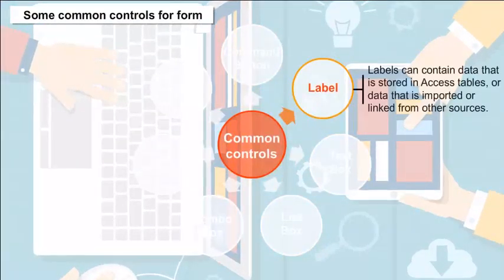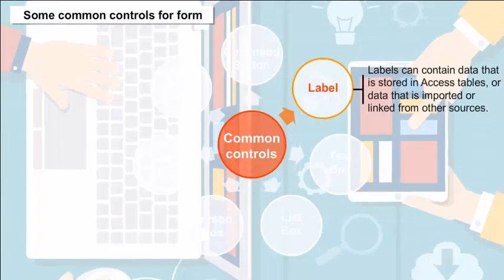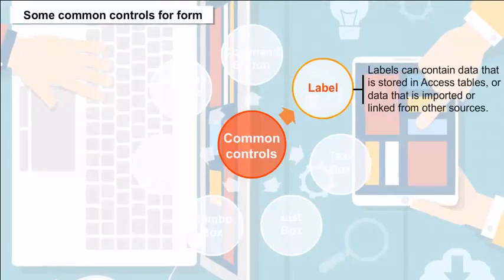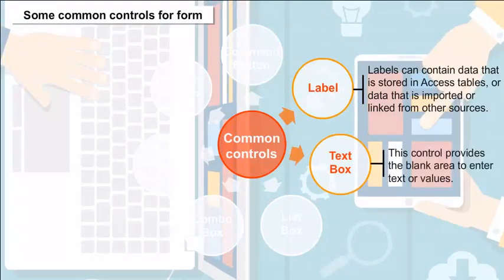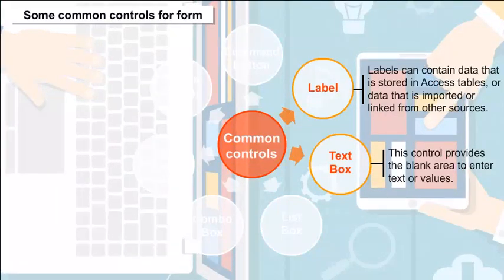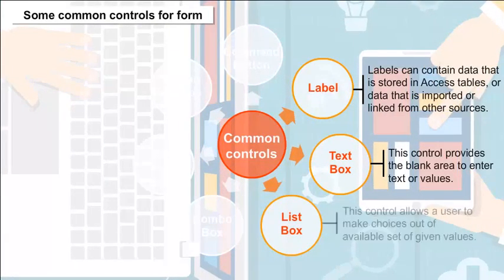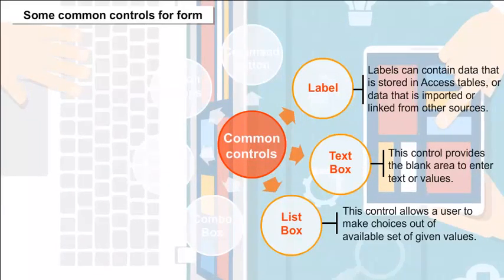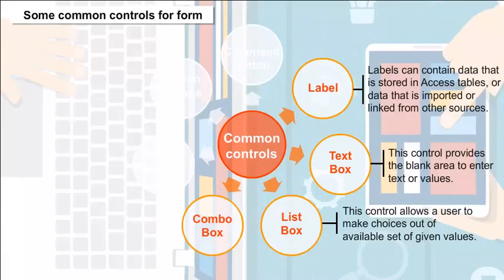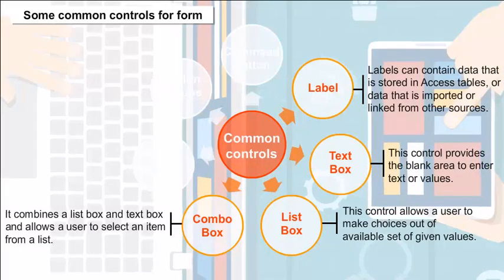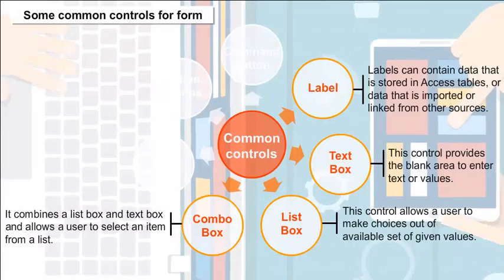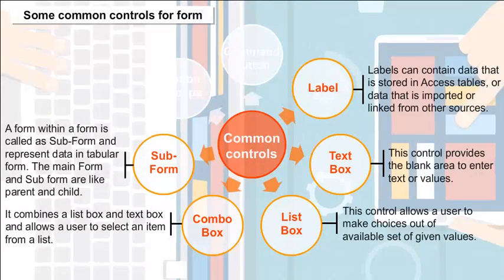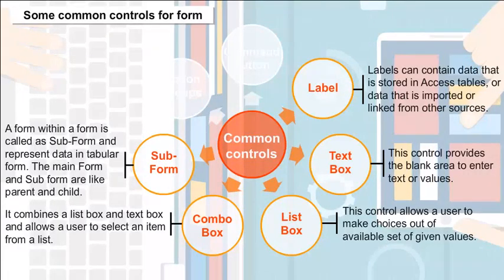Label. Labels can contain data that is stored in Access tables or data that is imported or linked from other sources. Text box. This control provides a blank area to enter text or values. List box. This control allows a user to make choices out of an available set of given values. Combo box. It combines a list box and a text box and allows a user to select an item from a list.